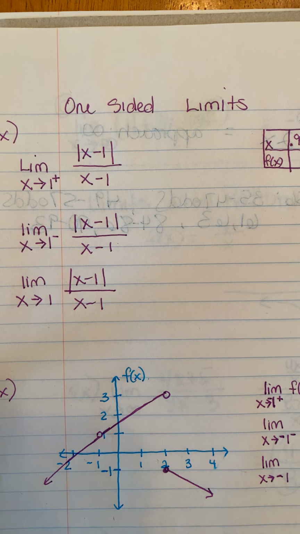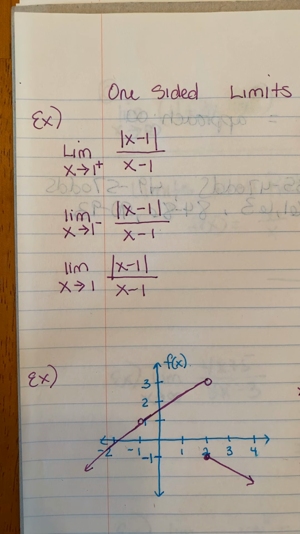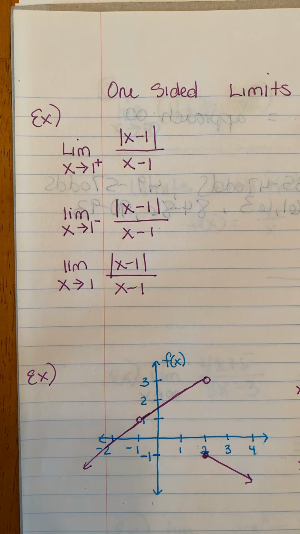So we're going to spend a little bit of time today talking about one-sided limits. We've seen some of this notation earlier in pre-calculus, but I wanted to review it. I have a problem here, and if you would like to copy down the notes, feel free to hit pause at any time and copy down what I'm doing.